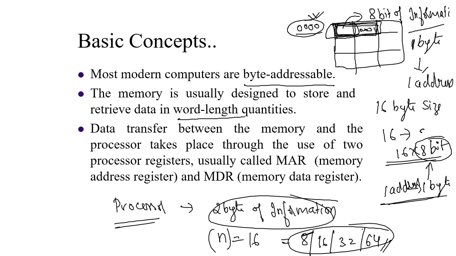So here, in order to smoothly perform the transfer operation, we have two registers, that is MAR and MDR, the memory address register and memory data register.